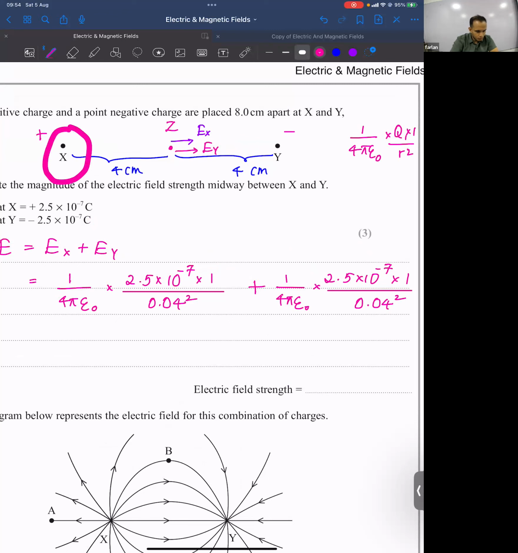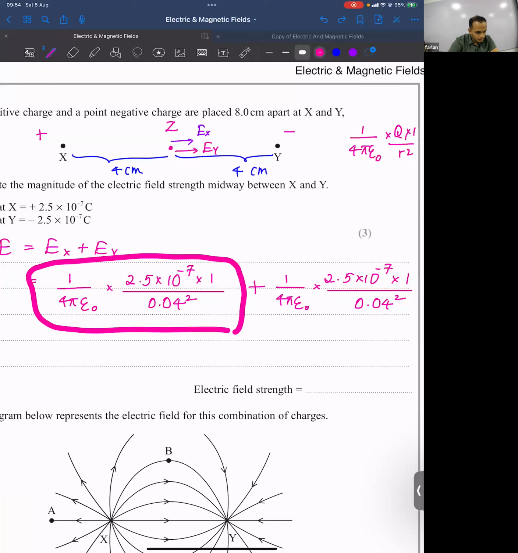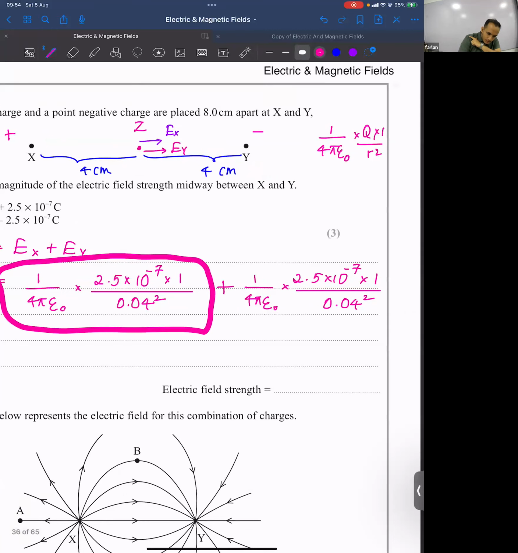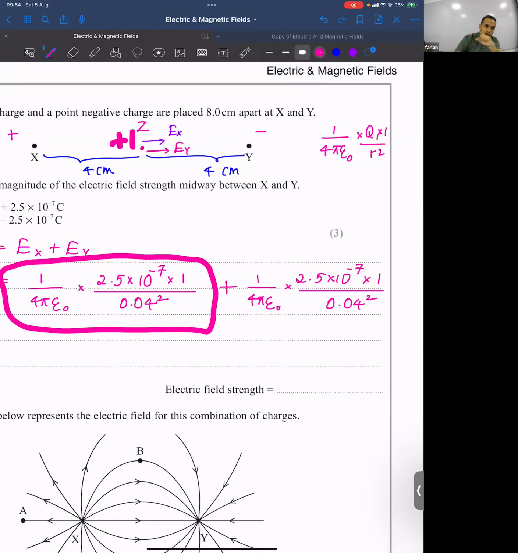Charge of X I have taken 2.5 into 10 to the power minus 7 here. Now, electric field strength means the force acting on a +1 coulomb charge. So if you place a +1 coulomb charge here, and if you find the force acting on it, that is the electric field strength. Again, dividing by +1 means the same thing. Get it?